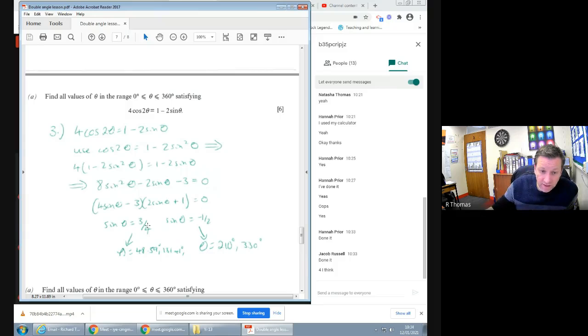This one does factorize. It factorizes to 4 sine theta minus 3 in the one bracket and 2 sine theta plus 1 in the other bracket. Take that minus 3 over, it becomes plus 3, divided through by the 4. Hit shift sine of 3/4 and your calculator will tell you 48.59. Then use your graphs or CAST diagrams to get the other value of 131.41. And then the second bracket was the same as the last question we did. Sine theta came out as minus a half, and you'll start to learn these off by heart: the solutions for minus a half in sine are 210 and 330.